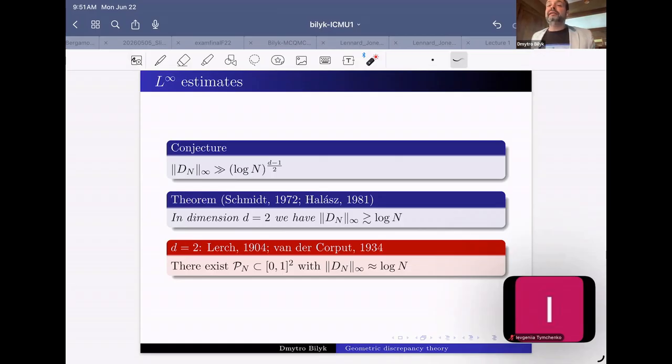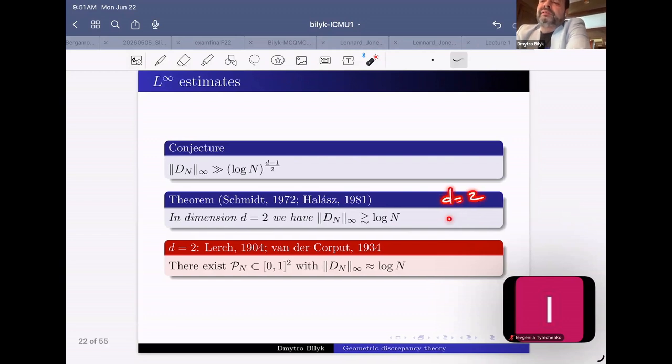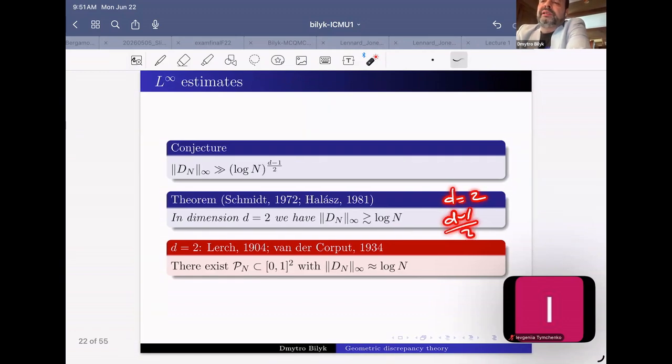And in 2 dimensions, this is indeed known. So there is a lower bound of log n, which we will prove next, and it's known that it's sharp. Remember, in dimension 2, Roth's bound would have been power 1/2. And here you have power 1 on the log. So this is strictly better than the L2 norm.